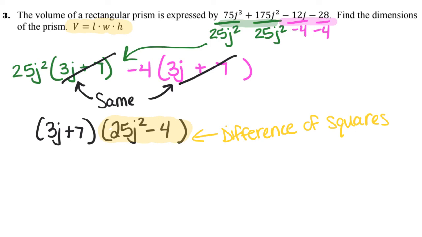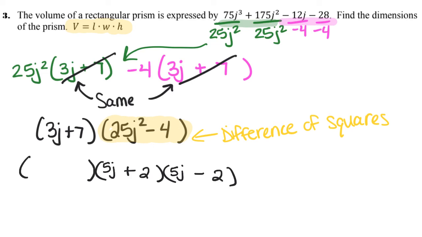So remember, the difference of squares has to have a minus in the middle, and both terms have to be perfect squares. 25j squared is a perfect square, as well as 4. So that pattern, we said we're going to make one binomial a plus and one binomial a minus. We're going to take the square root of 25j squared, so I'm going to split that up as a 5j in front of both the plus and minus sign. And then I'm going to take the square root of 4, which is 2, and I'm going to put that after the plus and minus sign.